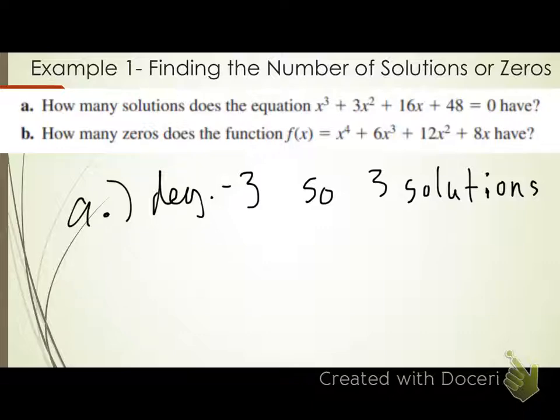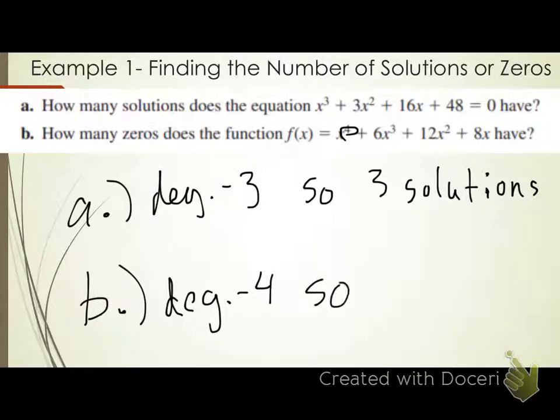Not too bad, right? Letter B. How many zeros does the function f of x equals x to the 4th plus 6x cubed plus 12x squared plus 8x have? Well, let's look at the degree. The degree is 4. Once again, the biggest exponent. So there are 4 zeros.